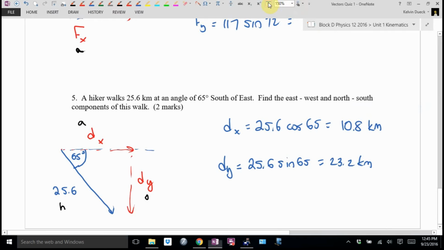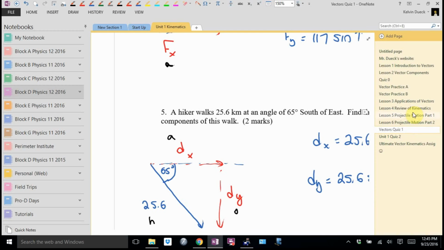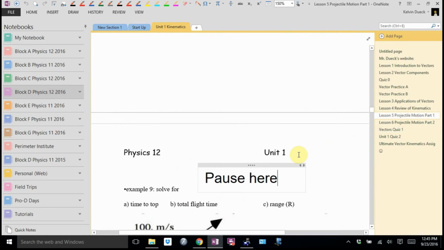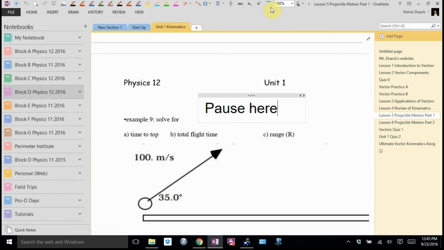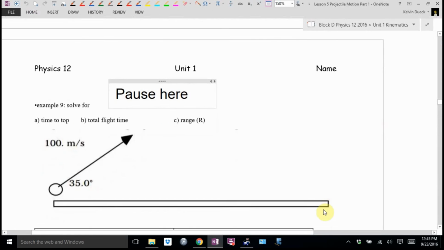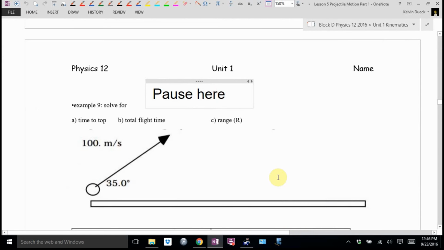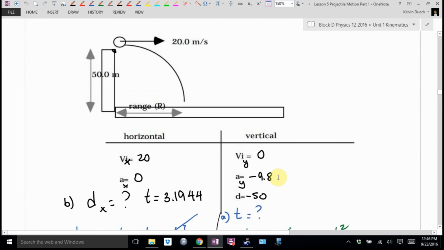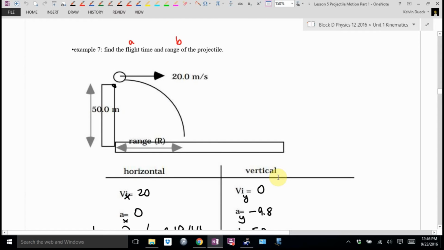So if you want to get out the last day's lesson where we left off. So lesson 5, we got to example 9. Right here. I think I had told you on your test there was going to be probably 4 written questions, and then 3 of them were going to be projectiles.